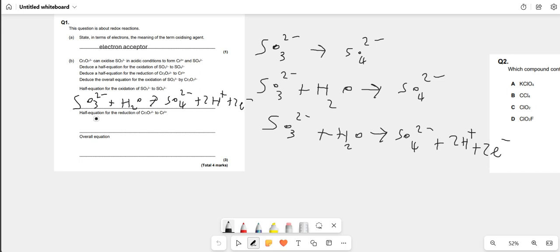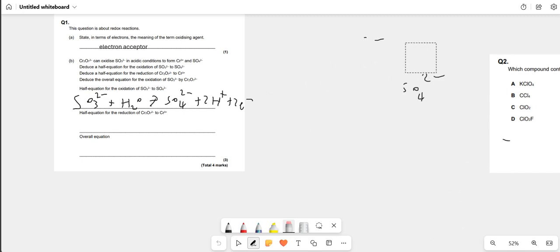Cool. Now let's do the second one, the reduction of Cr2O7 2-. As you see, for the SO3 the electrons are on the other side, so that's oxidation. Now let's do the same thing for the other one. Cr2O7 2- goes to Cr3+ here.